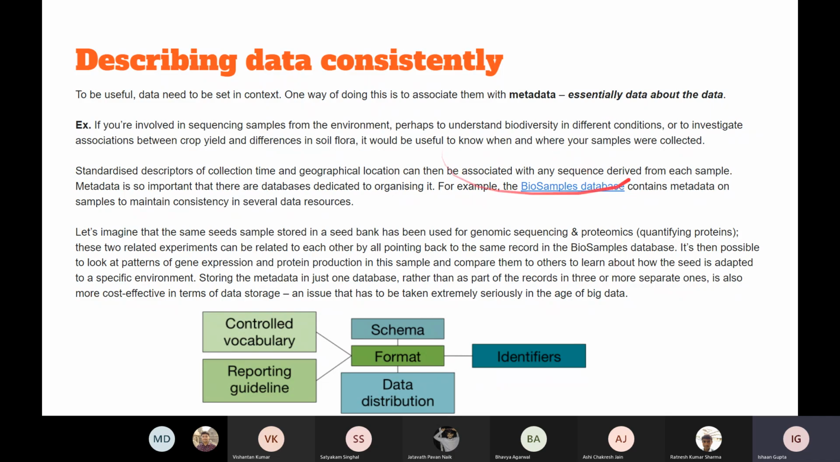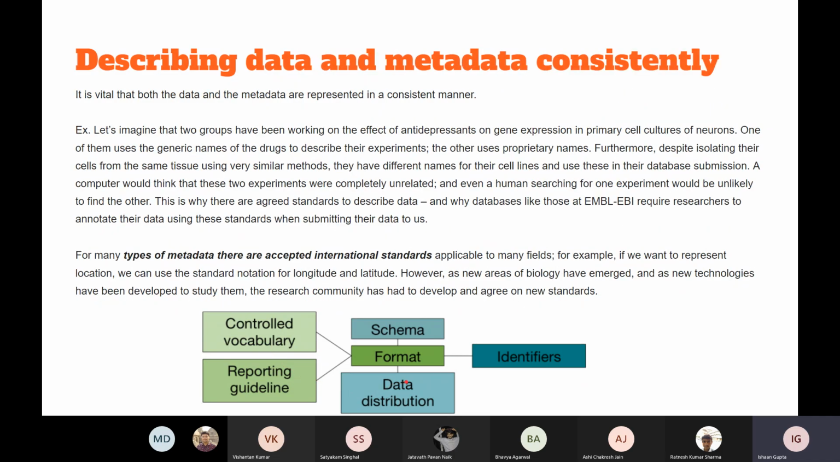Okay, so now when you want to describe data consistently, these are the different things that are required. You need a controlled vocabulary and exactly how to report information for this controlled vocabulary. This is called your format. You will have a schema, which is like a form in which these controlled vocabularies can be used. You will have specific identifiers for this format, which is nothing but pre-decided vocabulary words. And then you will have the ability to distribute this data over a database. This is vital for both data and metadata to be represented in a consistent manner.